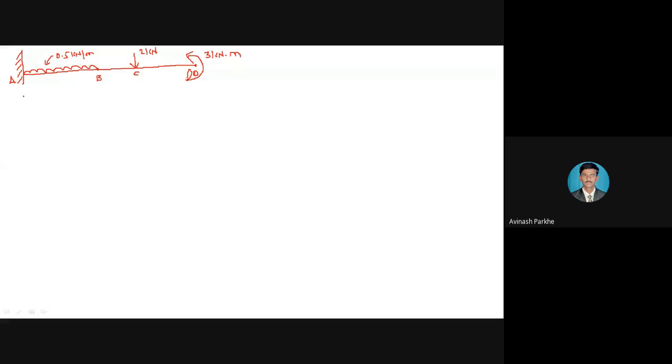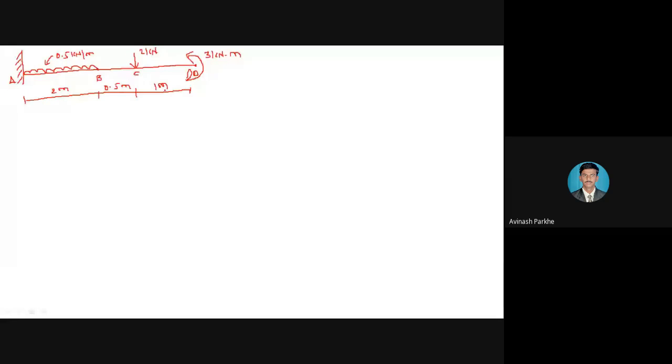The distances are also given. So AB distance is given 2 meter. BC distance 0.5 meter and the CD distance 1 meter.